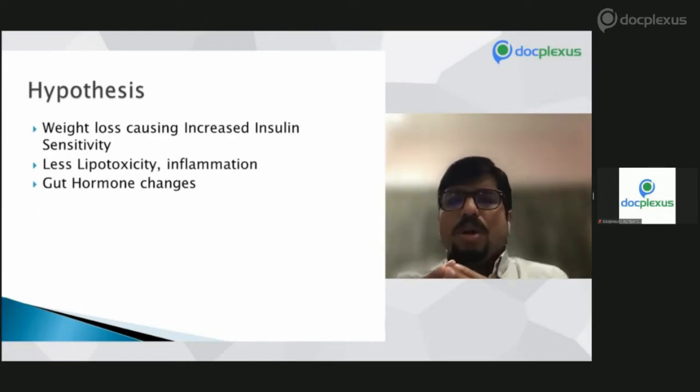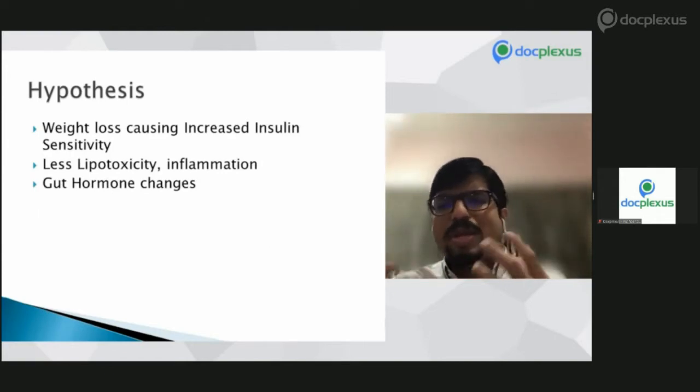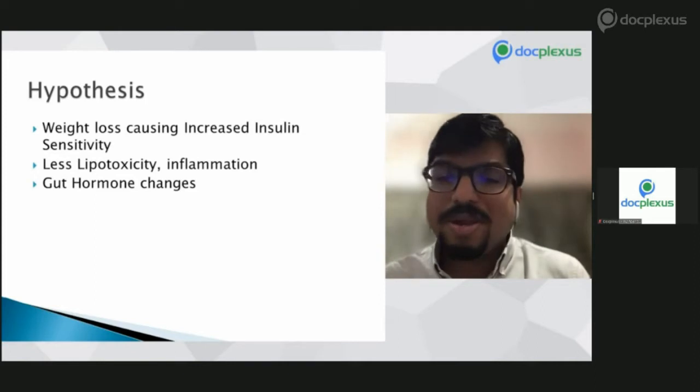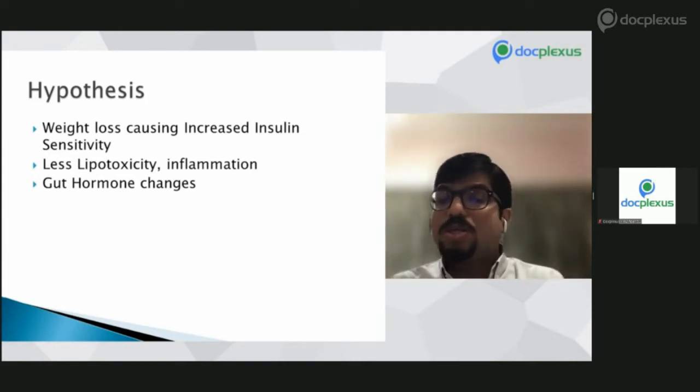Now, what is the hypothesis? You may argue that there are some people who, just by weight loss, why would surgery be a better way to reverse the diabetes than actually losing it on your own? So let's look at the hypotheses on bariatric surgery causing weight loss, leading to diabetes reversal. Weight loss causing increased insulin sensitivity is one of the markers. The second is less lipotoxicity, reduced inflammation, and the gut hormone changes.